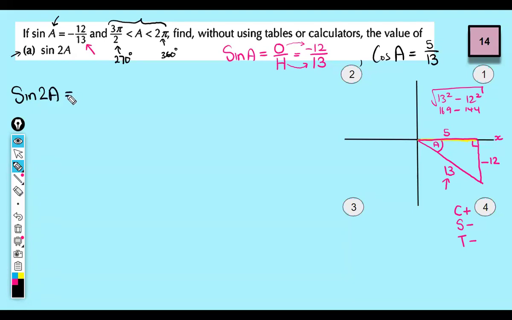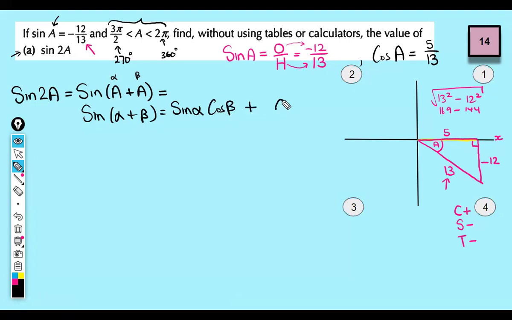And I'll give you a next hint. Sine 2A is the same thing as sine A plus another A. Go back to your formula. Remember with alpha and beta? Alpha and beta have the same exact letter, A plus A. That will give you 2A. The formula for sine alpha plus beta would be sine alpha cos beta plus sine beta cosine alpha.